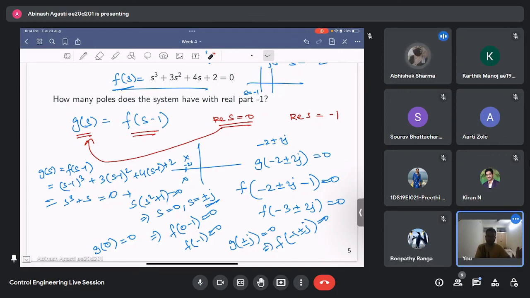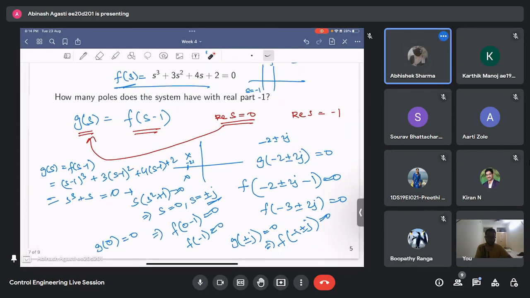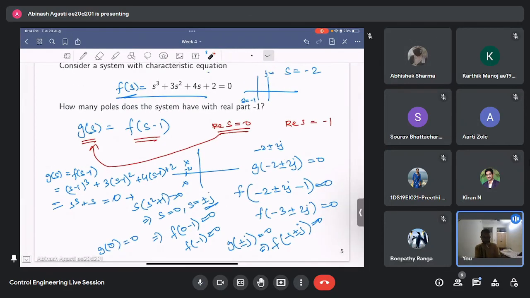Yes, sir. Number 4 is not clear. Okay, is it clear till this point that the number of roots g has on the j omega axis is equal to the number of roots f has on the s equal to minus 1 line? Is that clear? Yes. Correct?